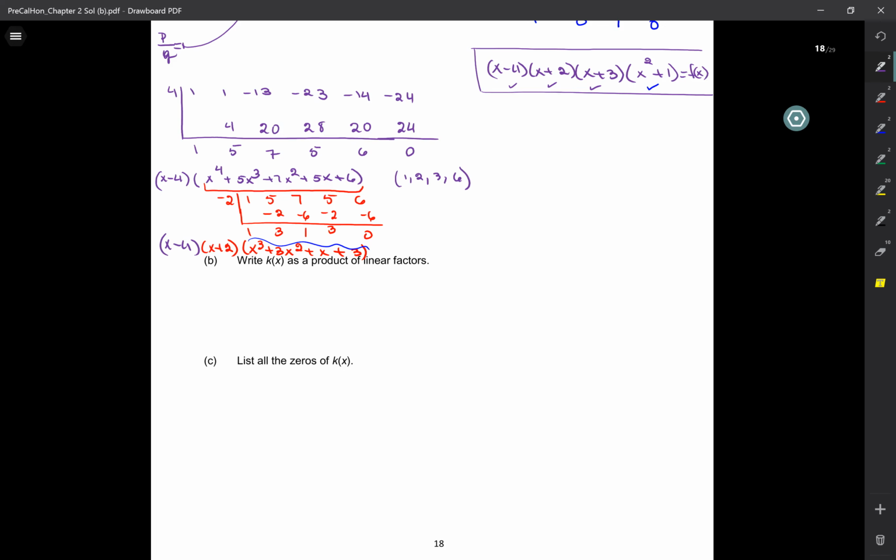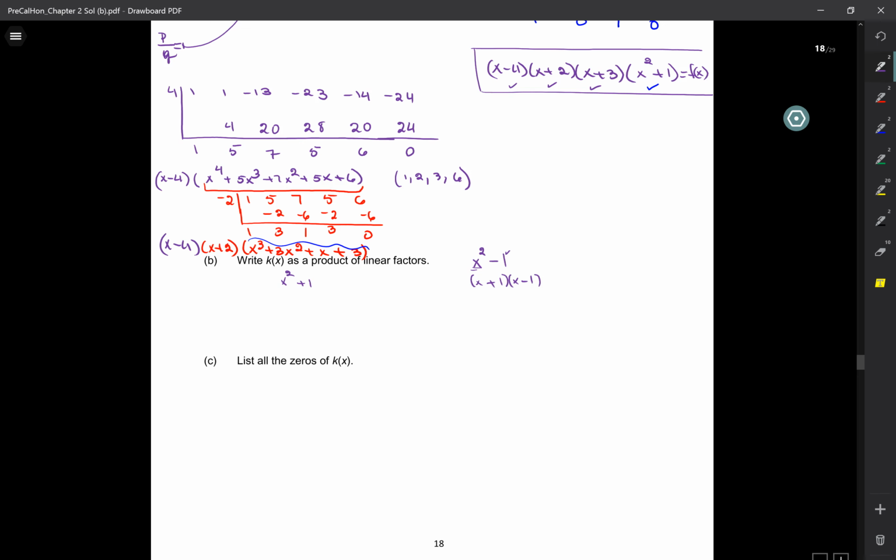Part B asks to write as a product of linear factors. All right, so we're fine except for this term x squared plus 1. Now, we know that that can't be factored. If it was written as x squared minus 1, I could have factored it because this is a difference of squares. I could have taken the square root of the first and the square root of the last, plus or minus, and I could have factored. But with x squared plus 1, I can't do that.